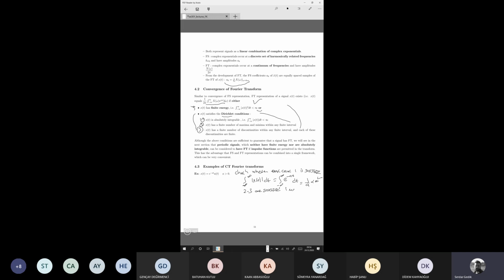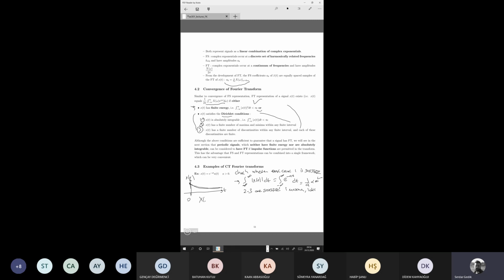The signal has one maxima and one discontinuity. By the way, let me plot x(t). It starts from the vertical axis and decays as t is increasing. So it's trivial that it has one maxima and one discontinuity, both occurring at t equals 0, and it is absolutely integrable as given here. So I can find the Fourier transform for this signal.